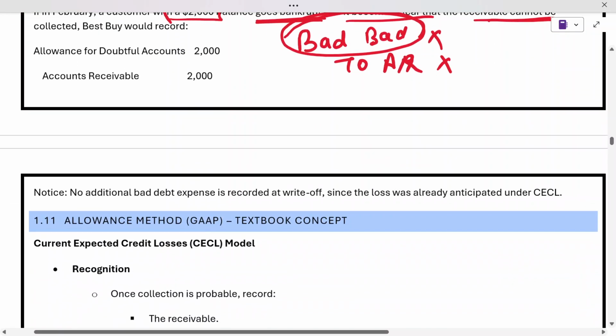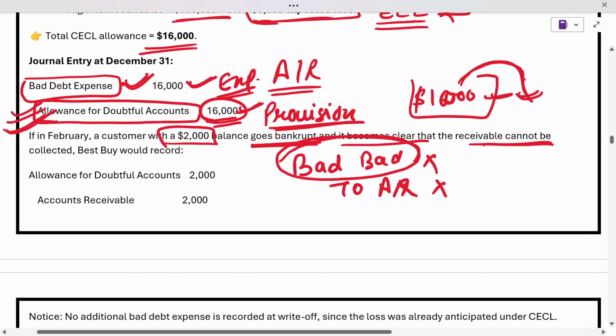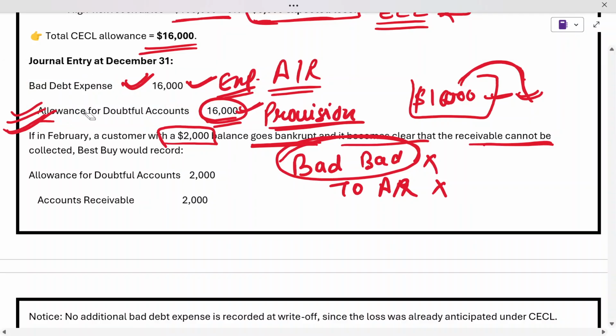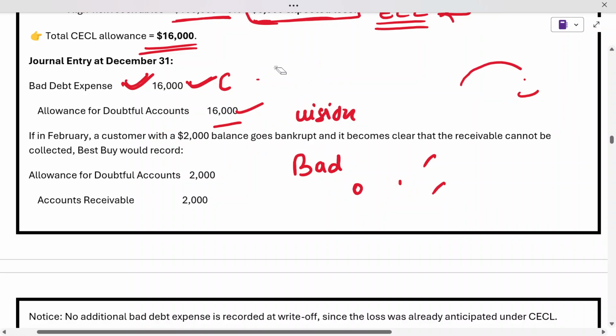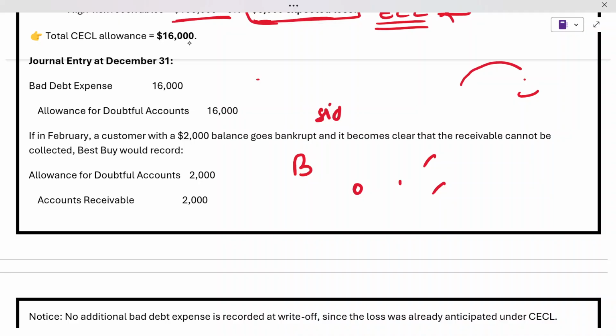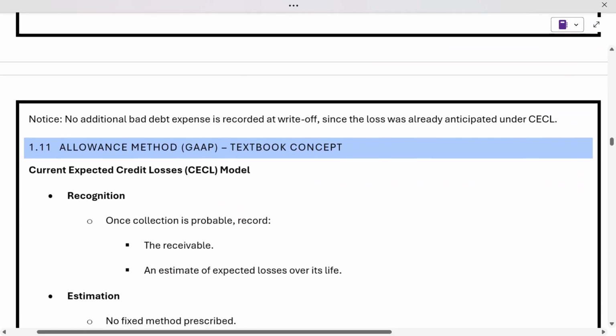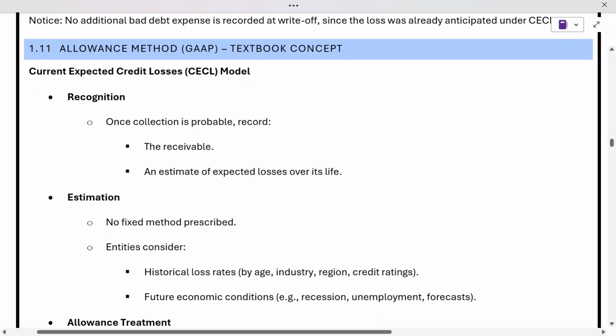So effectively what's happening? No additional bad debt is recognized at write-off since losses were already anticipated in ECL. So these are very important entries, and questions are being asked across these entries at multiple instances. So we need to be aware of these. Now let's see the same thing in the textbook concept.